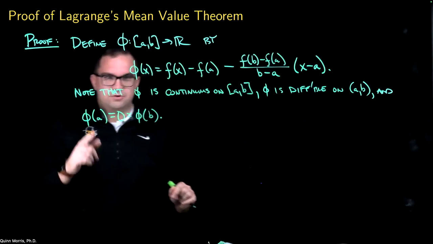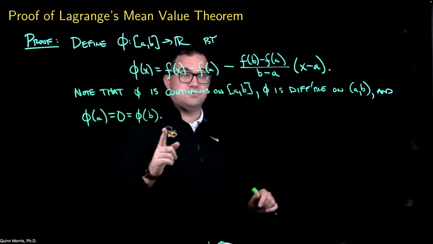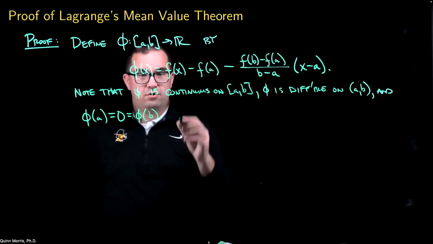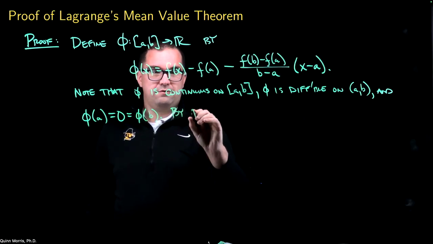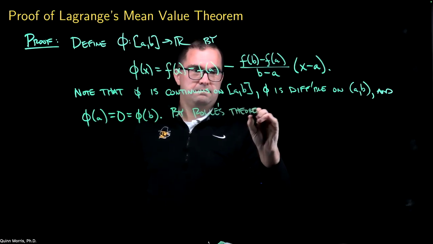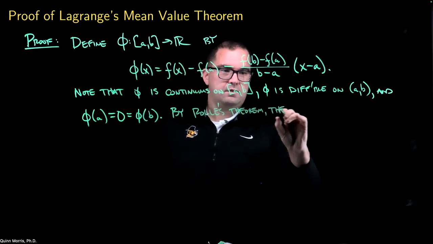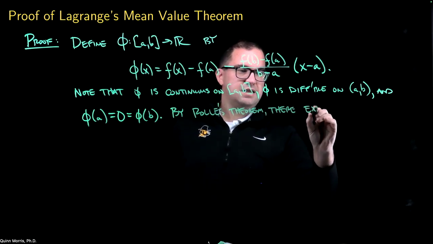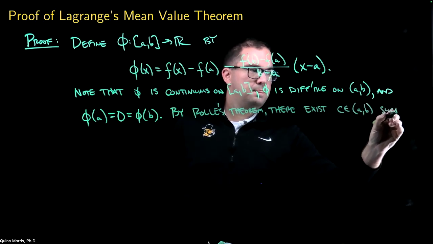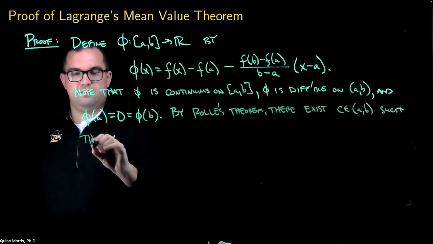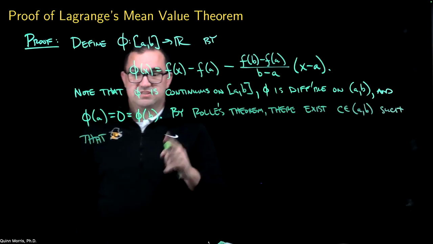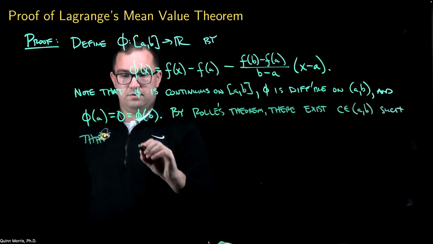Well, now you might be starting to see why phi is a good choice of function. Phi now satisfies all the hypotheses of Rolle's theorem. So I can apply Rolle's theorem. By Rolle's theorem, there exists a c in the open interval (a, b) such that phi prime of c is equal to 0.